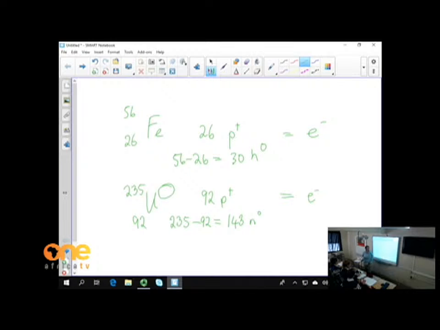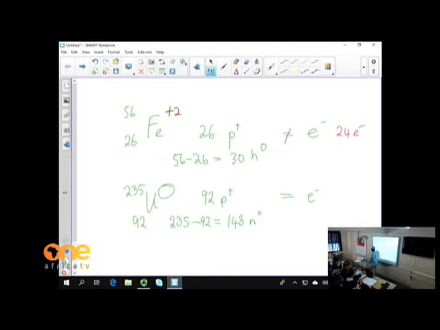For example, if I had that, then the number of electrons will not be equal to the number of protons. Plus 2 means it has lost 2 electrons, so it would be 24 electrons. And if it was negative, it would mean it had gained electrons.